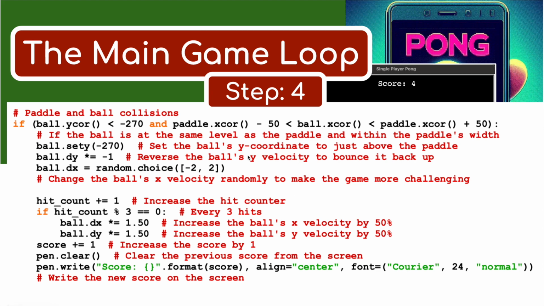And in terms of scoring, we increase the score by 1, but, and this is what I was talking about before, this is where we can increase. Every time we hit the ball 3 times, every 3 hits, it's going to increase the ball's velocity by 50%, as you can see here. So it's going to speed up and get faster and faster. Again, we increase the score by 1, clear the pen, then pen.write the score up at the top here, and write the new score on the screen.